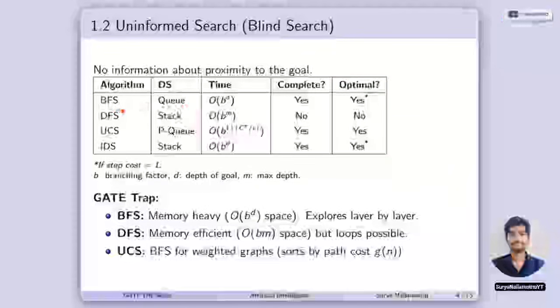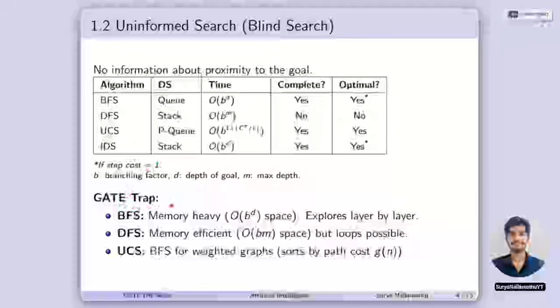The algorithms are BFS, DFS, UCS, and IDS. These are the different algorithms we have. Breadth first search uses a queue, and DFS uses a stack. So this is the time complexity we have. It is complete and optimal. These are the cases. You need to remember this one.